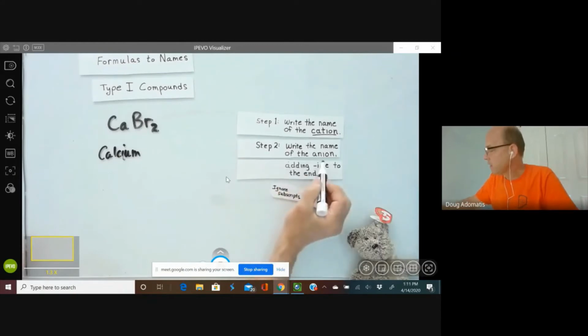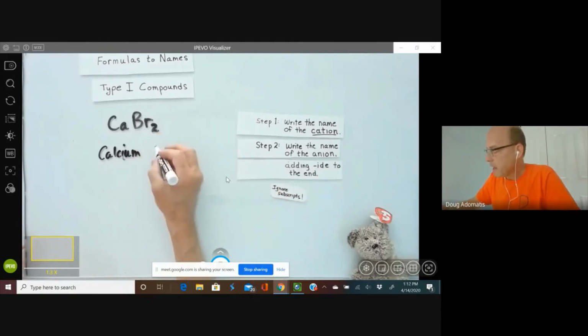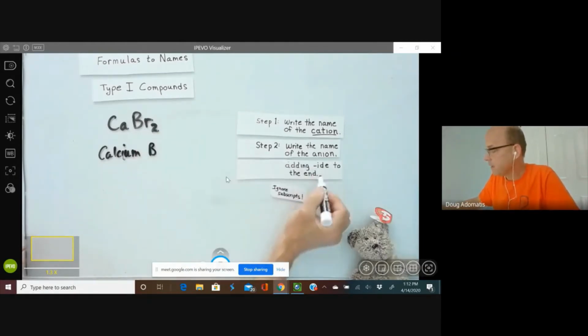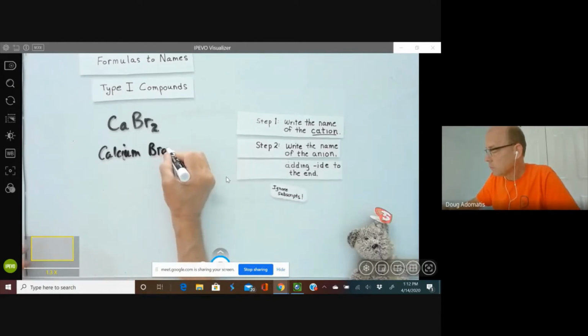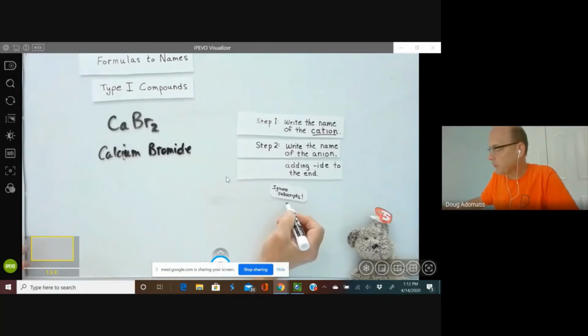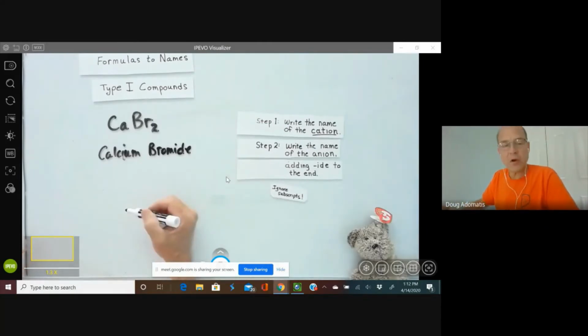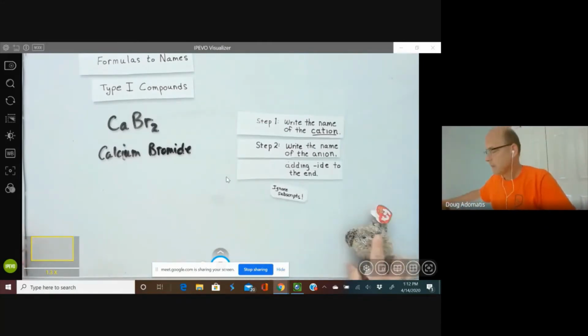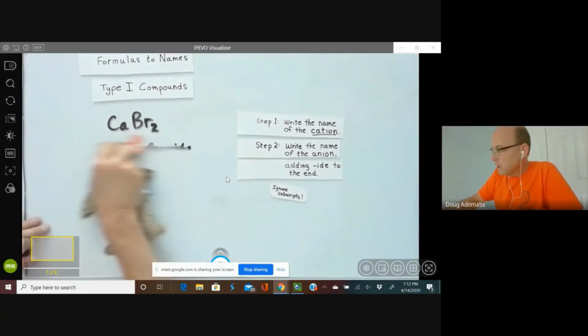And then you write the name of the anion, adding -ide to the end. And don't say the subscript. So it's calcium bromide, right? All right. Let's do one more.